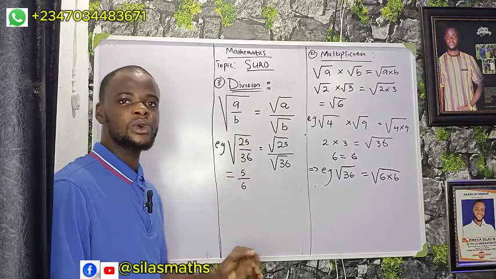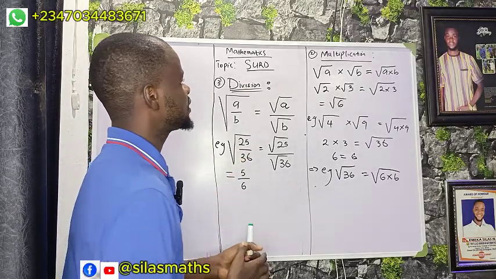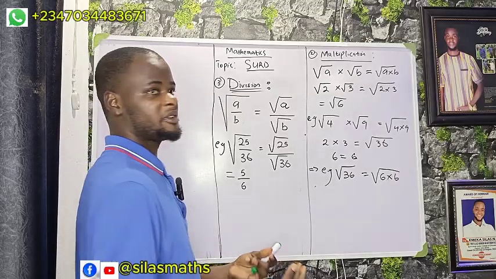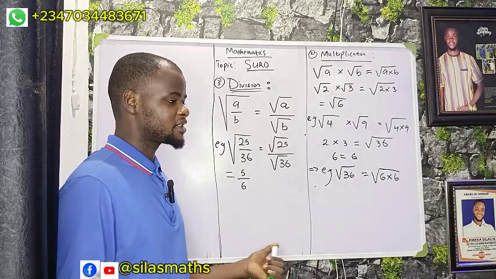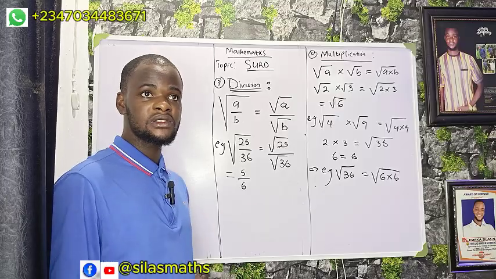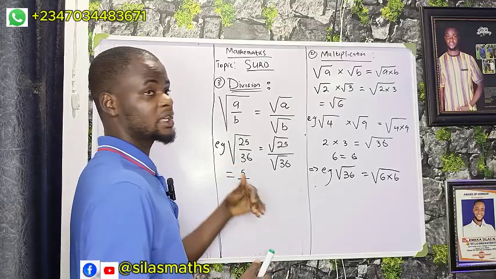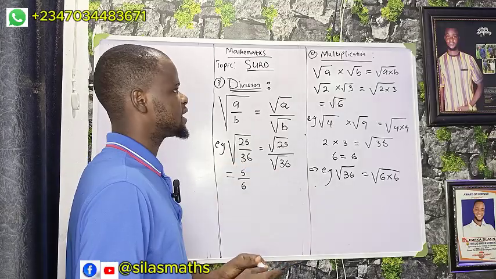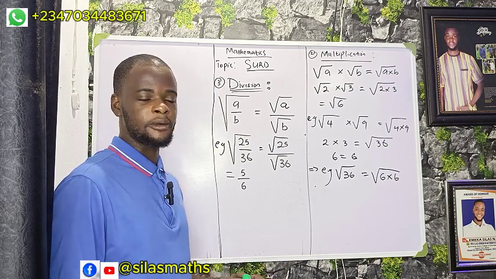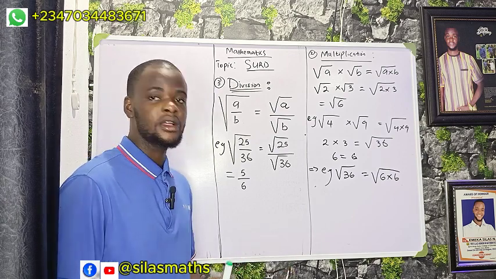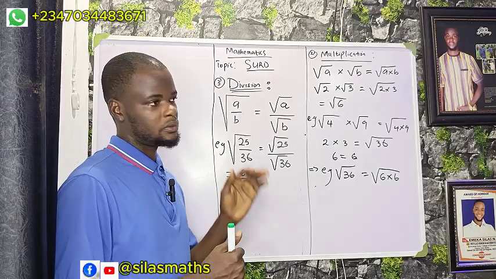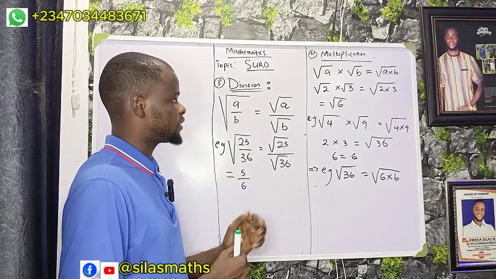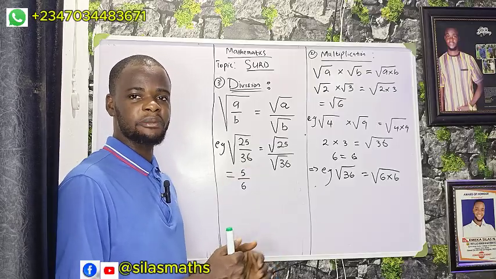Now in the next class, we're going to consider some basic simplifications involving fractions, addition, subtraction, and also looking at expressing surds in their simplest form or in their basic form. So we're going to call it a pause here. In our next video, we're going to delve into the other part of surd.